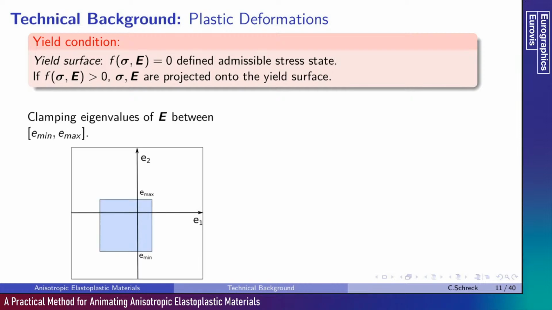A simple example would be the plastic model used by the snow paper from Stomaking. The eigenvalues of the strain are simply clamped to an interval. So if the snow is too much deformed in any direction, so it gets out of this blue region, it starts breaking or being packed. So clamping the eigenvalues puts the state back onto this blue square.